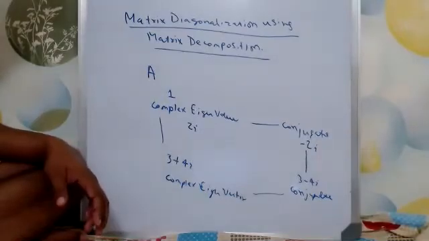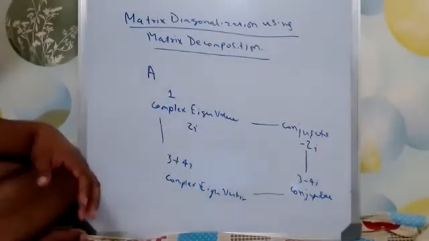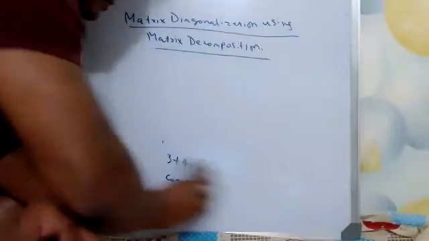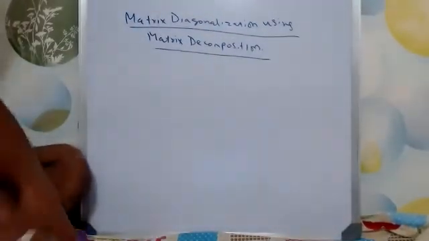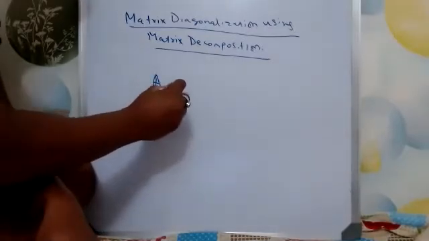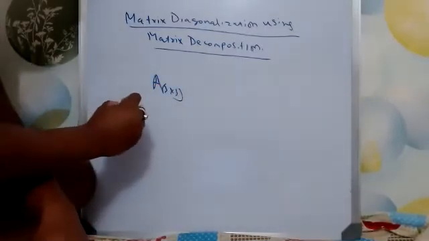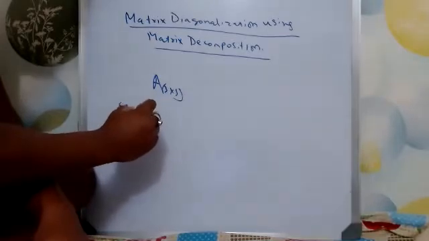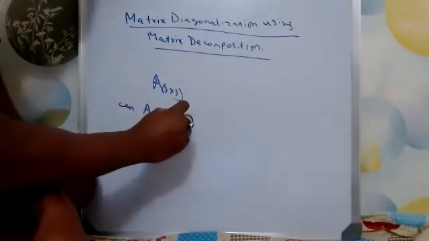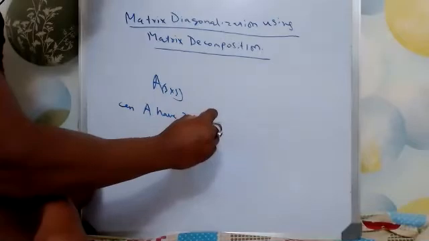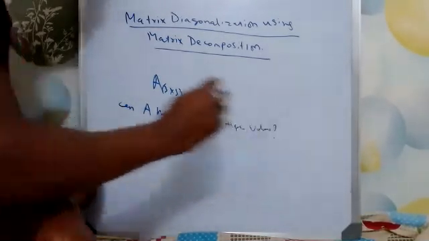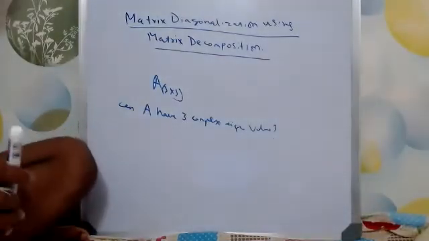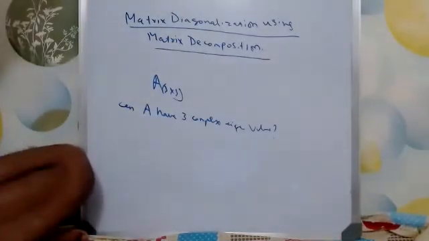So a tricky question around this is: there is a matrix A, 3 cross 3. Can A have 3 complex eigenvalues? Can A have 3 complex eigenvalues? Yes, it can. No, it cannot.